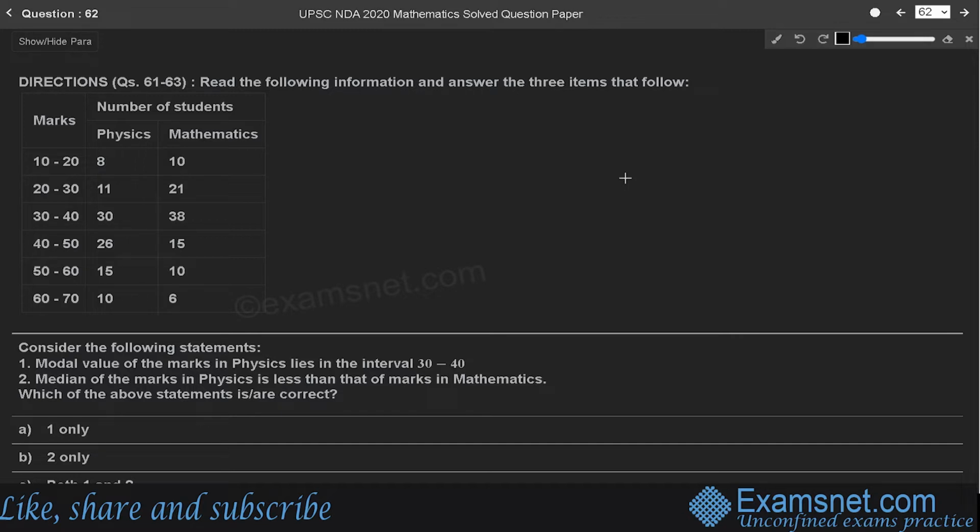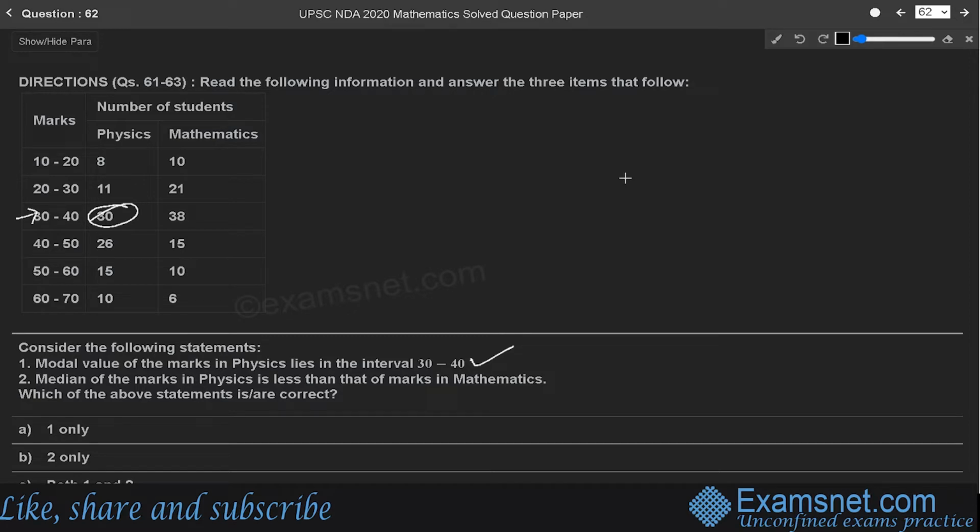Talking about the first statement, we know that the modal value of the marks of physics is the interval in which maximum number of students got the marks. We know that modal value means the maximum number. In the mark interval of 30 to 40, we can see that for physics the highest value is 30, which lies in the interval 30 to 40. And 30 is the largest number of students in any interval. Hence, the modal value for marks in physics is between 30 to 40. So, we can say that statement 1 is absolutely correct.